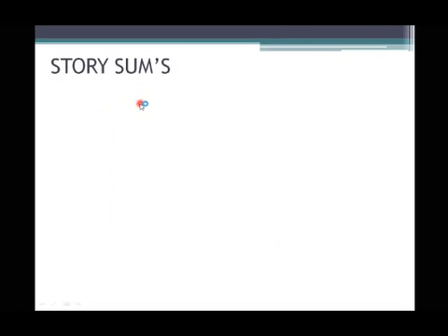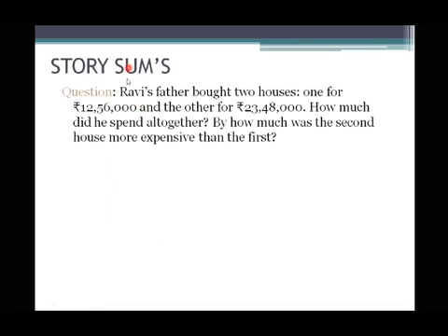Let us see story sums. So here is a question. Ravi's father bought two houses, one for 12,56,000 and the other for 23,48,000. How much did he spend altogether? By how much was the second house more expensive than the first? So here he purchased two houses and you have to find the cost of the two houses.